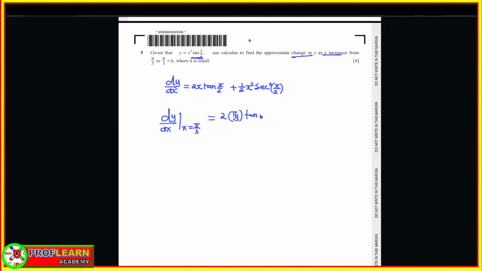So this is going to be pi over 6. Pi over 6 minus 1 over 2 pi over 3 squared, and this is times 1 over cos pi over 6, and then you square that answer. That's how you're going to put it in the calculator. Check what it can give you. If you put that in the calculator, let's check what it can give us.